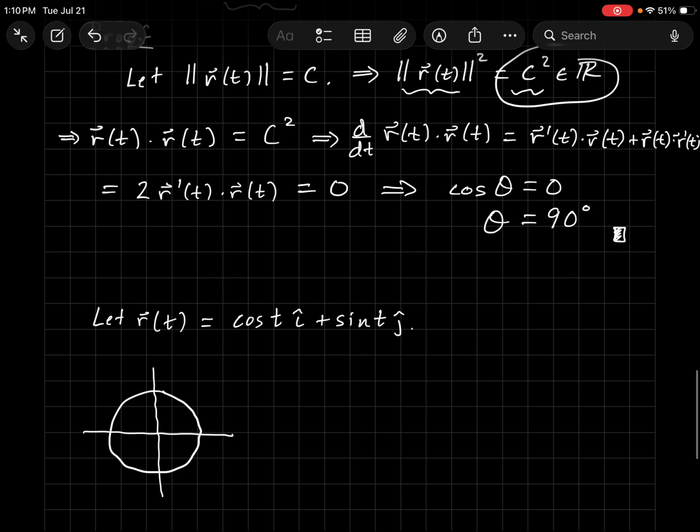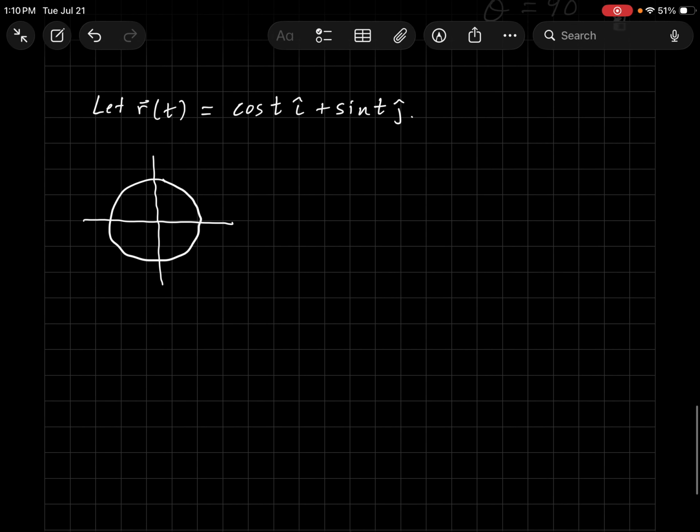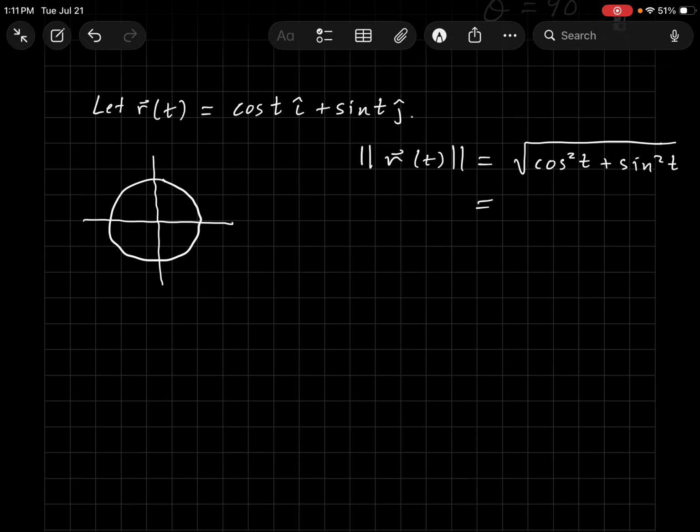And let's take a look at one example, a specific example where this works. Let r of t equal cosine of t i plus sine of t j. And notice that the magnitude of r is going to be the square root of cosine squared plus sine squared, both of t, which of course is the square root of 1, or 1. So the magnitude of r is constant always.